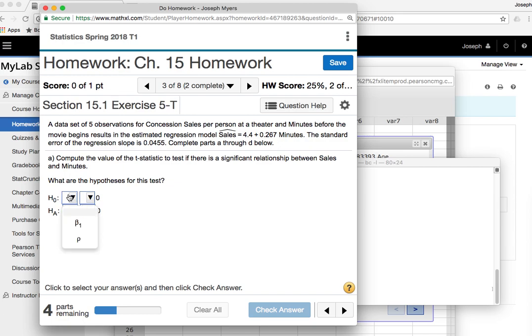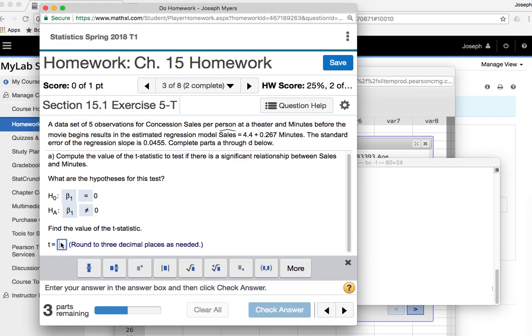Okay, the hypotheses are the slope, which is called beta 1, equals 0. The alternative is beta 1 not equal to 0, because if they're talking about a relationship, it doesn't say a positive relationship or a negative relationship. It just says a significant relationship. So it could be either way. So no relationship means 0. Positive or negative means not equal to 0.